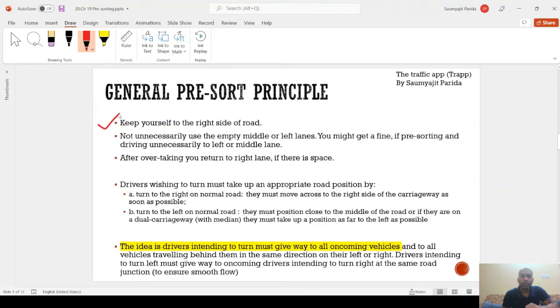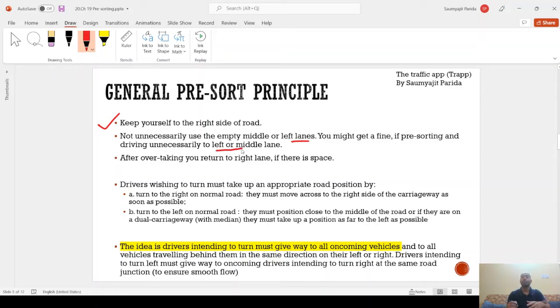Okay, general pre-sorting principles. Always keep yourself on the right side of the road. Even if the road is empty, there is no one there, keep yourself to the right side of the road. Do not unnecessarily use the empty middle or left lanes. You might get a fine for driving unnecessarily in the left or middle lane.